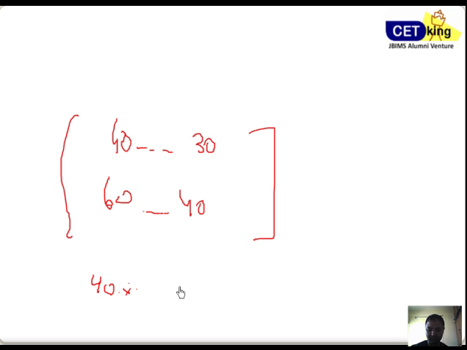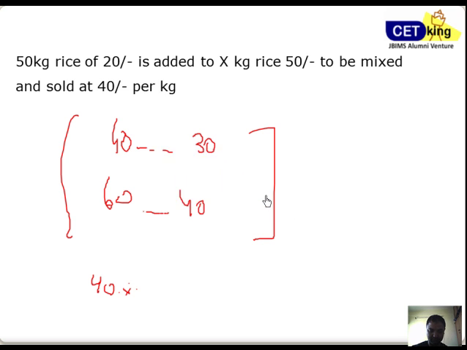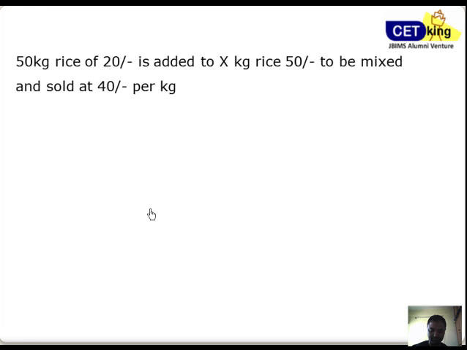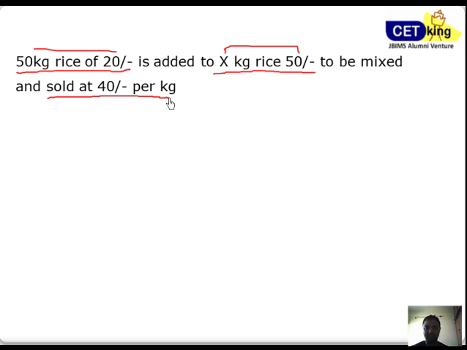Let me give you another question. 50 kg of rice at 20 rupees each is added to X kg of rice sold at 50 rupees. So basically some 50 kg of rice at the average price of 20 rupees is added to some X kg of rice at the average price of 50 rupees. If I mix both of them and get a mixture which is sold at 40 rupees a kg, find the X quantity.